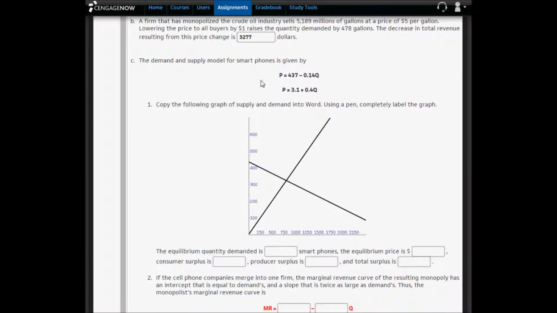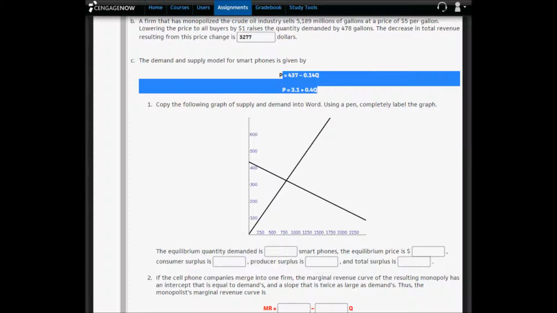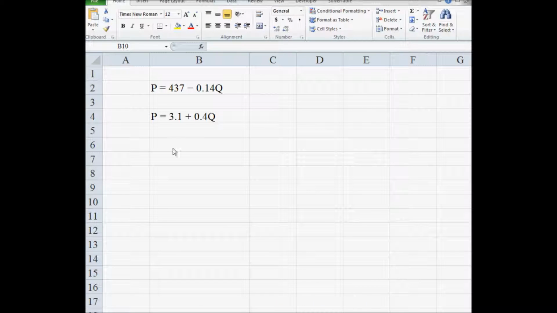In part C, we have the demand equation. This is demand because the slope is negative. Down here is demand. And then we have the supply equation because the slope here is positive, and this is supply. This axis here is P, and this axis here is quantity. We have to compute the equilibrium quantity of smartphones and the equilibrium price, consumer surplus, producer surplus, and total surplus. So I'm going to copy these equations into Excel to compute the equilibrium.